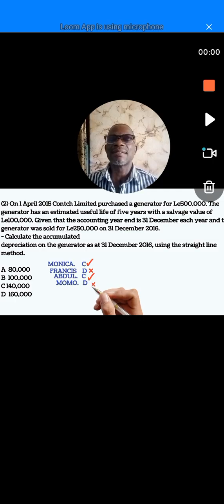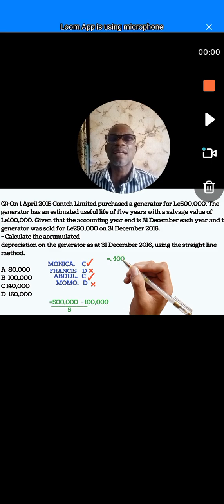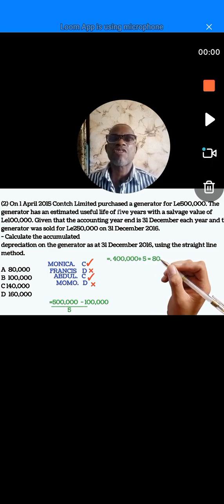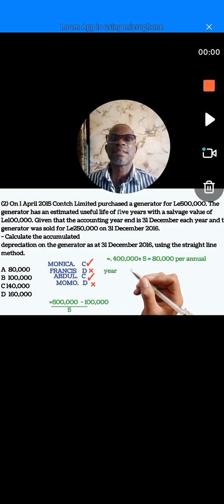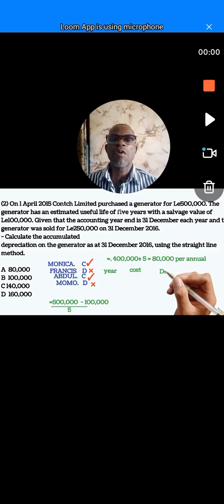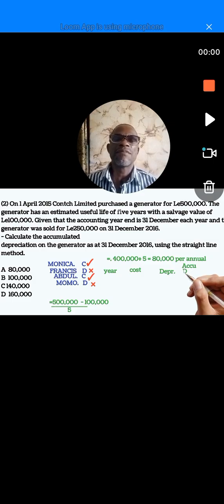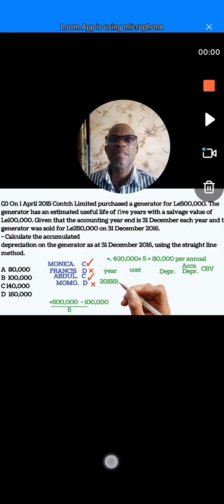Cost minus scrap value over useful years, which is 400,000 divided by 5, which is 80,000. So the depreciation for 1 year is 80,000. What we're asked to find is the accumulated depreciation as at the time of sale, and we will do this by drawing the fixed asset schedule, which is year, cost, depreciation, then accumulated depreciation, then the closing book value.